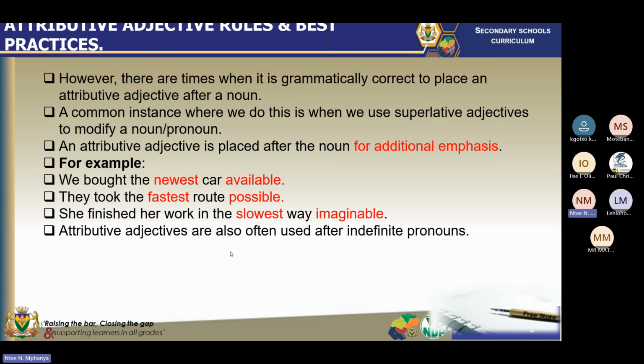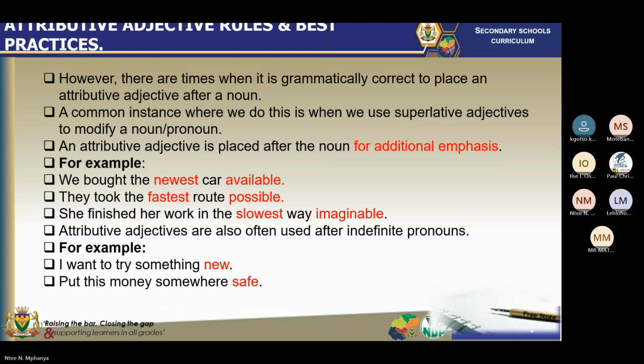Attributive adjectives are also often used after indefinite pronouns. Let us look at an example. I want to try something new. Not I want to try new something. I want to try something new. Put this money somewhere safe. It is safe everywhere, but there is a place somewhere where it will be safe. There are a lot of things around, but we want to try the new one. That's something new. We need to leave sometime soon.